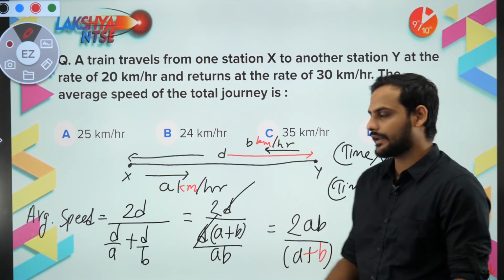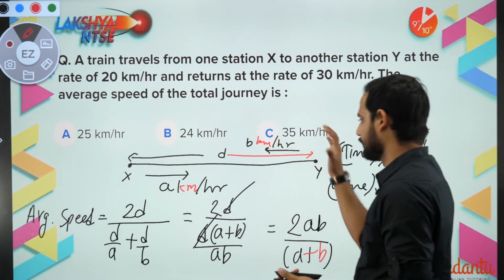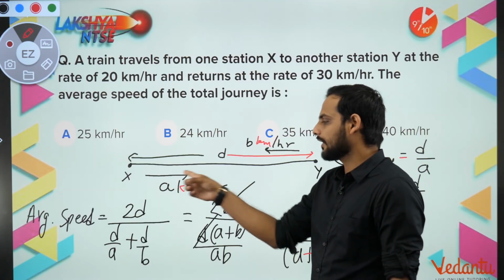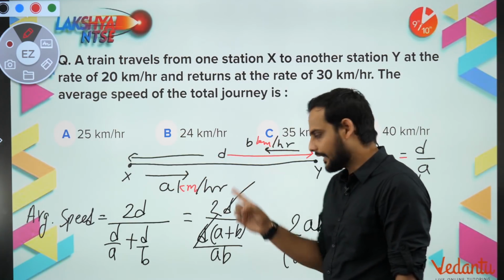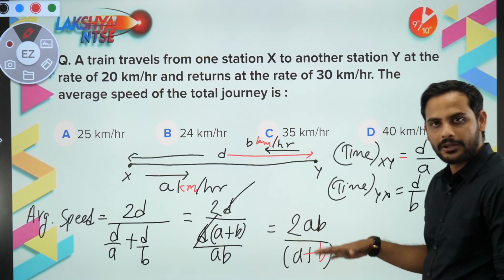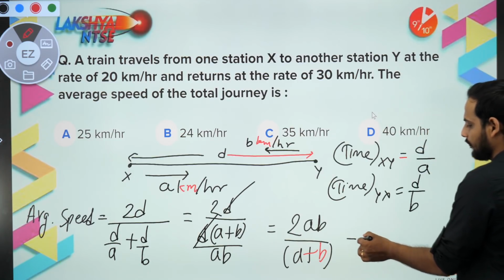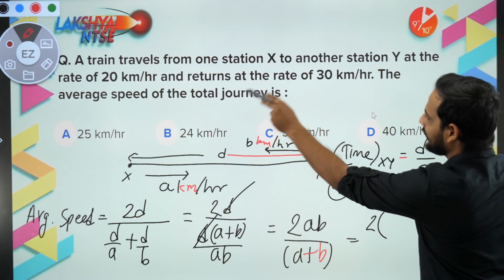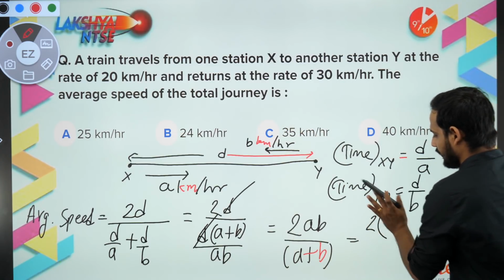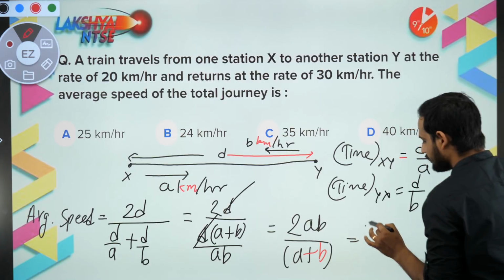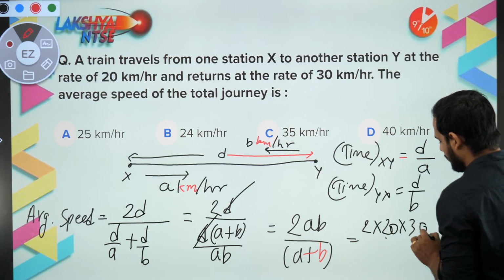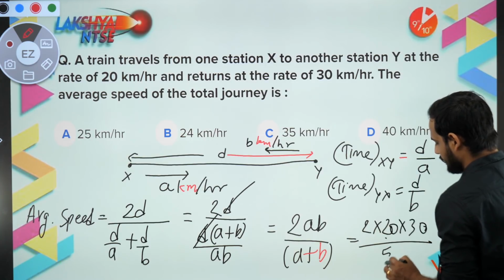Whenever you are given the average speed in this kind of question, and the speeds during X to Y and Y to X are given, you can directly use this formula: 2AB upon A plus B. According to this formula, 2 times, one speed is 20, the other is 30. So 2 into 20 into 30 upon 20 plus 30, which is 50.